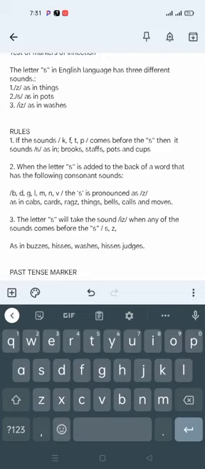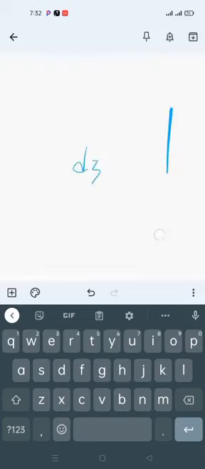Example: buzzes, hisses, washes, and judges. You could also have churches. Now look at this. Also, this is the CH. This sound is often found with letters that have CH. So when you have the CH and ES, the ES takes the sound /ɪz/, as in churches.